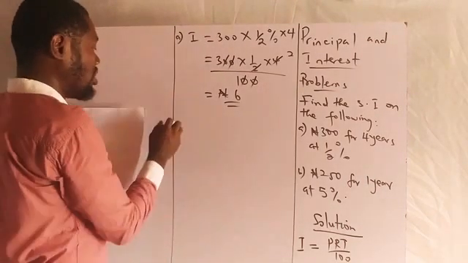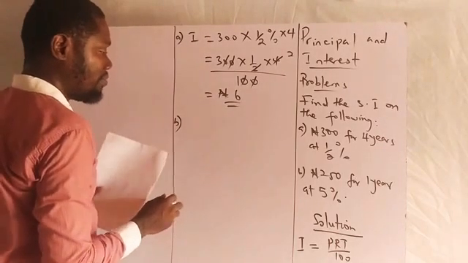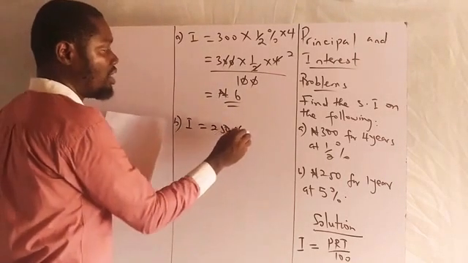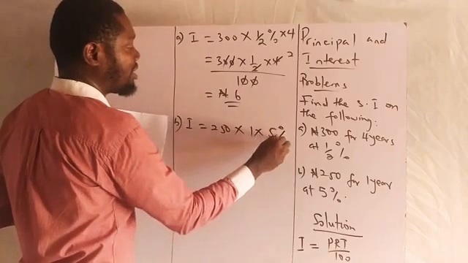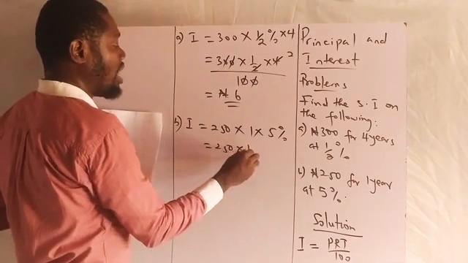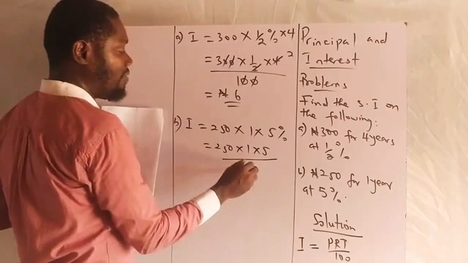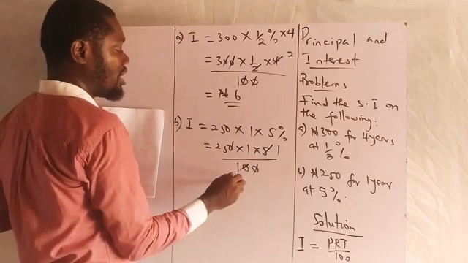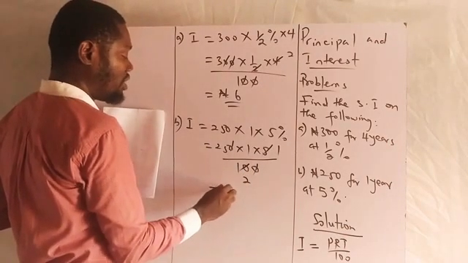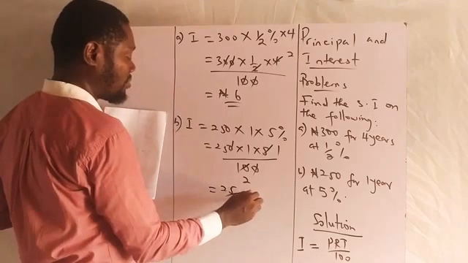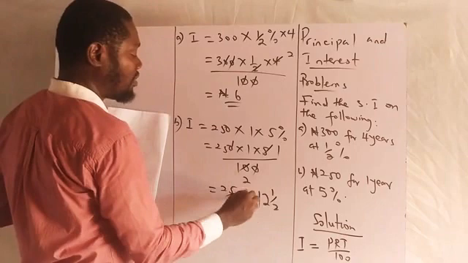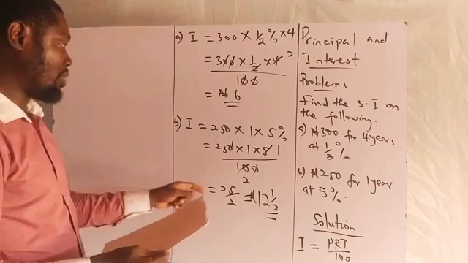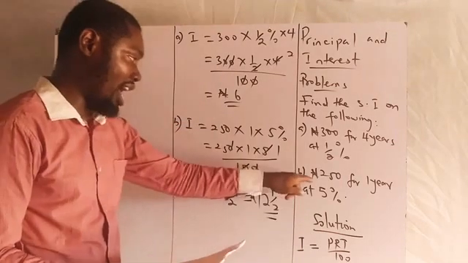Let us quickly deal with the B part of it. B part of it is 250. Interest is equal to 250 naira times 1 year times 5%. And that will be 250 times 1 times 5 all over 100. The 0 in 100 will cancel out the 0 in 250. 5 in 5 is 1. 5 in 10 is 2. We have 25/2 left, and that will give us 12.5. That is the amount, 12.5 naira. That is the interest on the principal that we have in that problem.